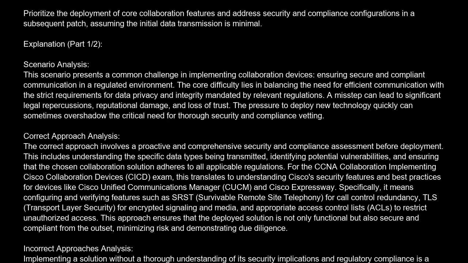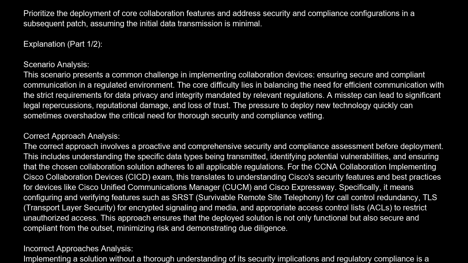Correct approach analysis. The correct approach involves a proactive and comprehensive security and compliance assessment before deployment. This includes understanding the specific data types being transmitted, identifying potential vulnerabilities, and ensuring that the chosen collaboration solution adheres to all applicable regulations. For the CCNA Collaboration Implementing Cisco Collaboration Devices (CICD) exam, this translates to understanding Cisco's security features and best practices for devices like Cisco Unified Communications Manager (CUCM) and Cisco Expressway.